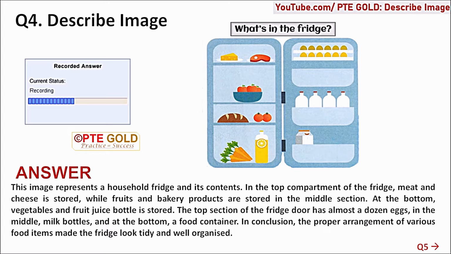The top section of the fridge door has almost a dozen eggs, in the middle, milk bottles, and at the bottom, a food container. In conclusion, the proper arrangement of various food items made the fridge look tidy and well organized.